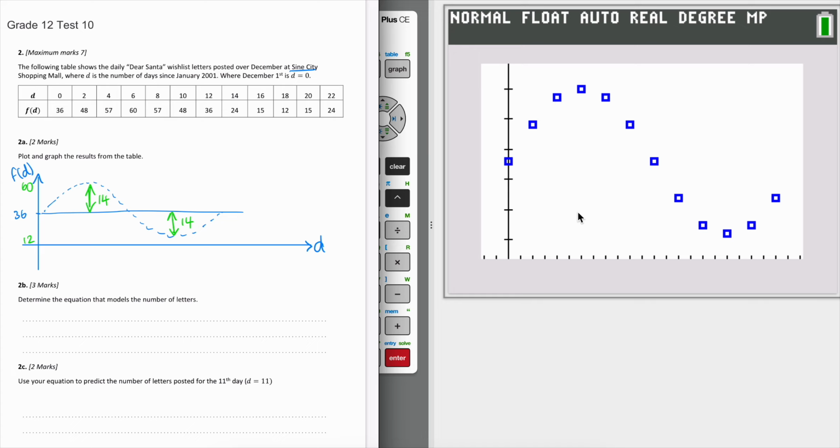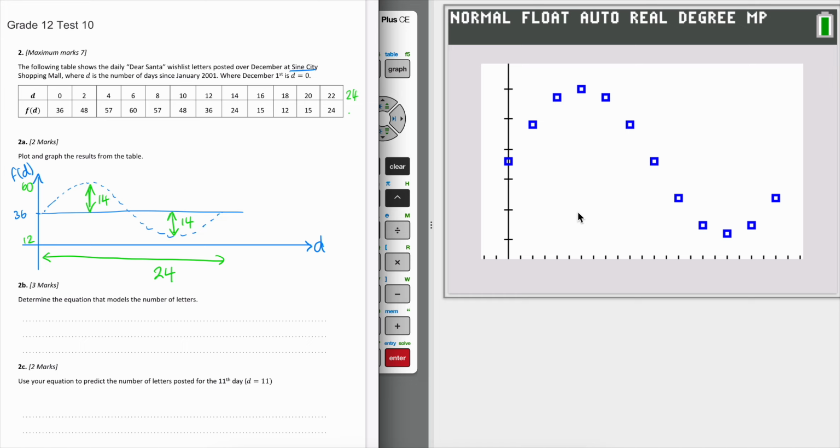And then the other piece of information we need is how long it takes to do the full cycle, from the midpoint up, down and back to the midpoint. We can see that that is a distance of 24. At 24 here, we'll be back at 36. So we can start to see how this model is going to take form. And it says determine the equation that models what you're going to be doing here.